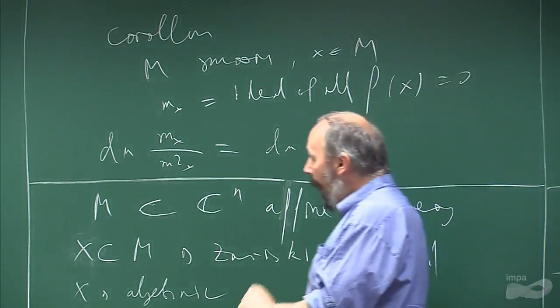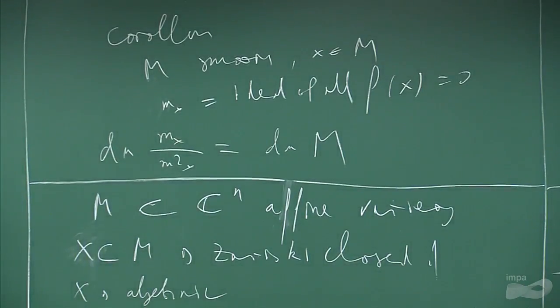In fact, if you consider some variety X given by equations p1 equals 0, ..., pn equals 0, what you can do, you can consider an automorphism sigma inside the automorphisms of the complex numbers over Q.